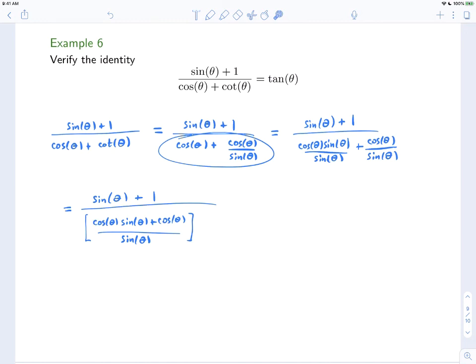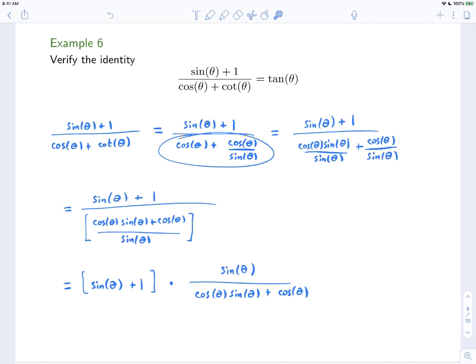Well, again, dividing by a fraction is the same as multiplying by the reciprocal. So let's rewrite this as sine of theta plus 1, and instead of dividing by that fraction, let's multiply by the reciprocal. So we're going to have sine of theta now in the numerator divided by this longer expression, cosine of theta sine of theta plus cosine of theta. Okay. So we took this term in the denominator, this fraction, and instead of dividing by this fraction, we're multiplying by the reciprocal. So the sine of theta is now in the numerator, and this cosine theta sine of theta plus cosine theta, that's in the denominator.